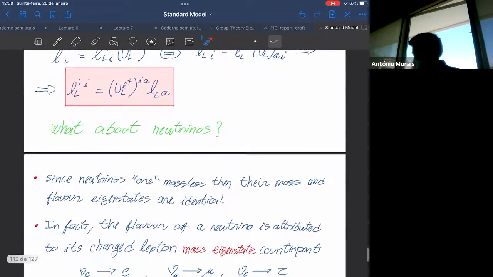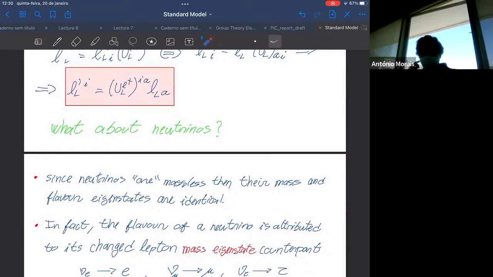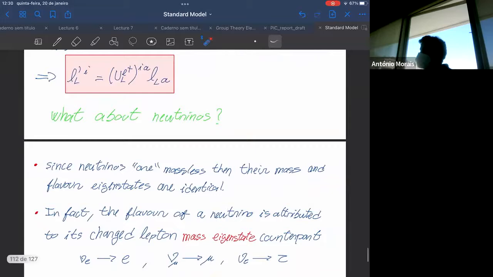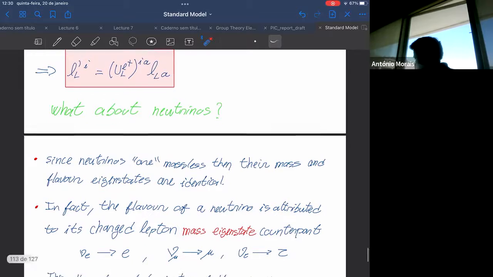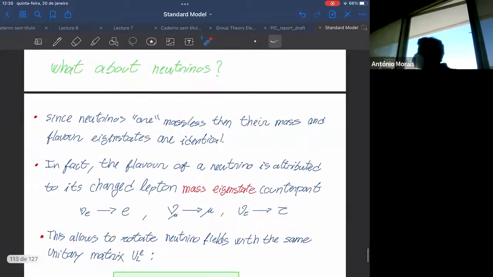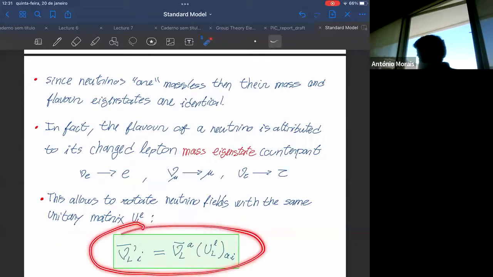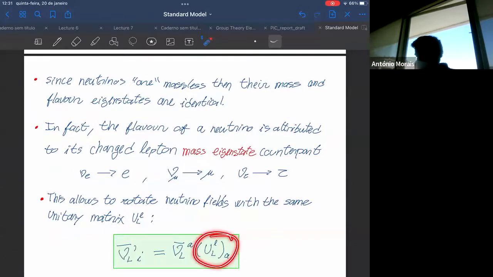But in fact, we attribute the flavour of a neutrino to its lepton counterpart. So we say the electron neutrino is the one that couples to the electron in this way. So we do this identification. So there is a parallelism in the standard model between these two sectors. And also, because the neutrino mass matrix is diagonal by construction, being zero, any matrix will diagonalize it. So we have the freedom to rotate the neutrino fields with the same unitary matrix as we rotate the leptons. We don't have any restriction against this.